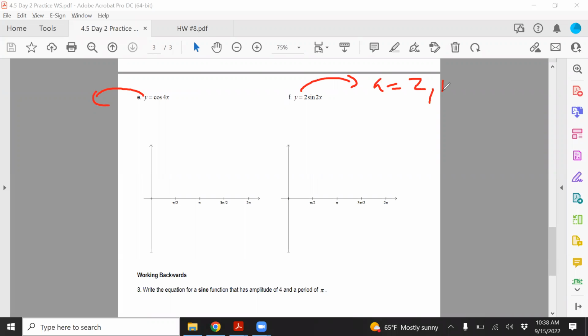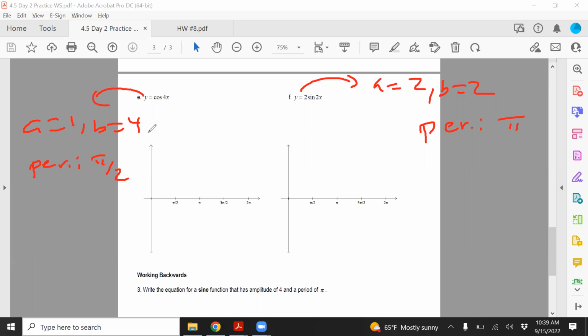A is 2. B is 2. My period is going to be pi. A is 1. B is 4. Period is going to be pi over 2. So you start getting faster with this, right? Because you know 2 pi over B is a formula now. Because 2 pi is one revolution, but the B impacts the period. So 2 pi over 4 is pi over 2. 2 pi over 2 is pi. The other amplitude is 1 and 2 respectively.